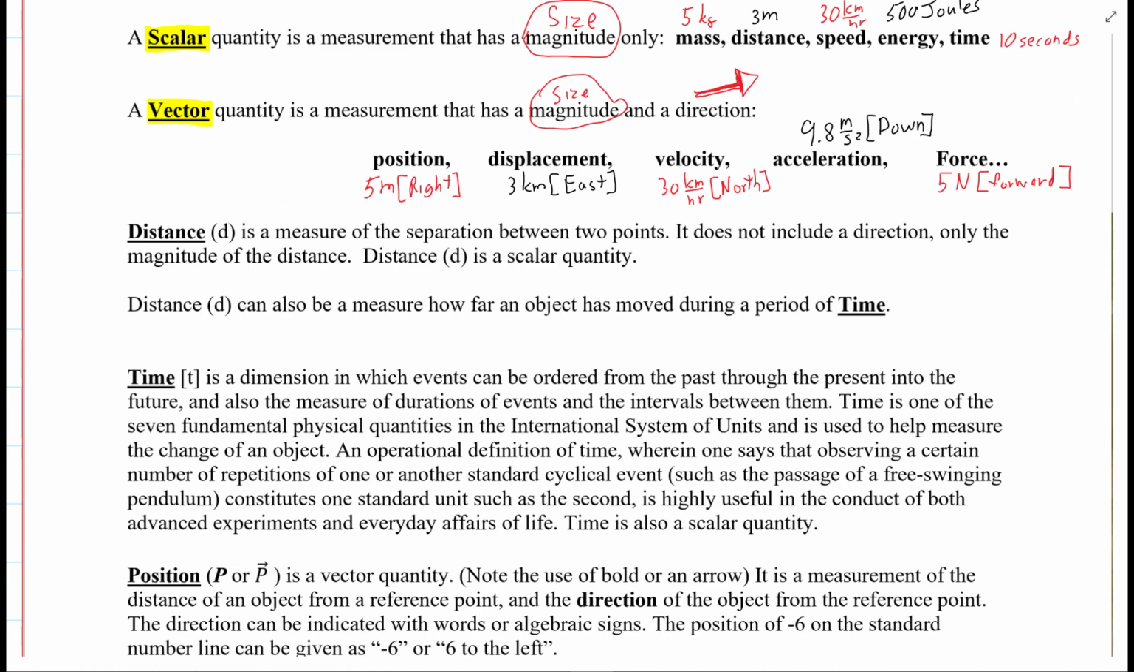Let's talk about the first quantity that we're measuring, which is distance. Distance usually has the abbreviation of the letter d in formulas, and is a measure of the separation between two points. It does not include direction, only the magnitude of the distance. Distance is a scalar quantity because it only has magnitude. Distance d can also be the measure of how far an object has moved during the total period of time t. Let's look at an example here.